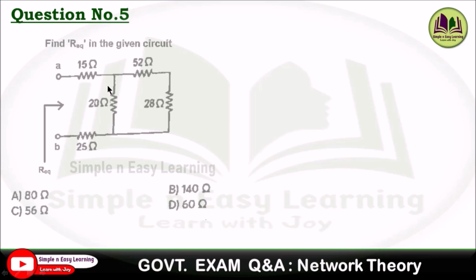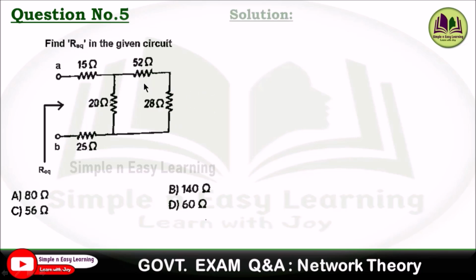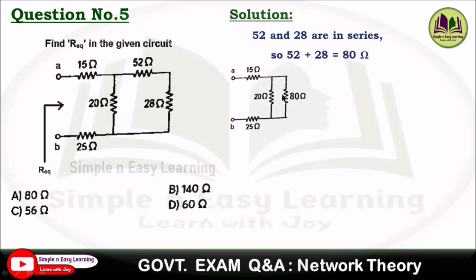So question number 5. So find R equivalent in the given circuit. So very simple problem. So by seeing this circuit, for R equivalent from this side, we have to start from the opposite side. So these two are in series, 52 and 28 are in series. So 52 plus 28, the circuit becomes like this.